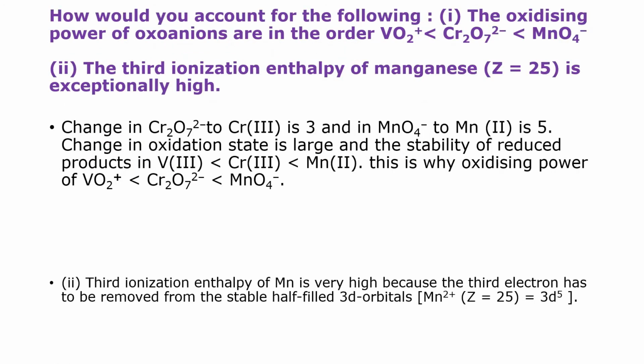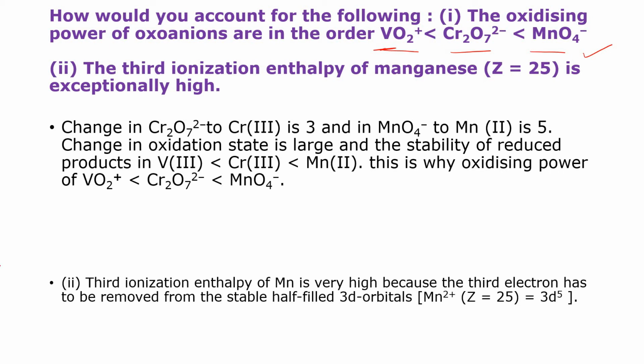Next, this is a very important question. They have given some oxyanions here: VO2+, Cr2O7 2- and MnO4-. They are asking about their oxidizing power. Why is it increasing here? Why is this one having less, vanadium, and this one having more? What is the reason? Very simple here.